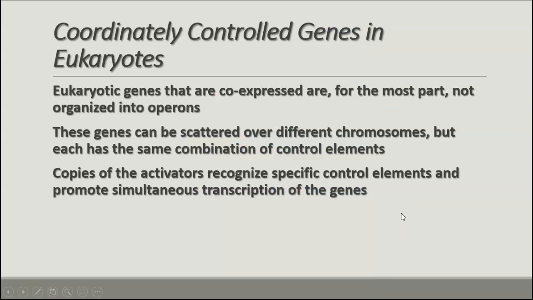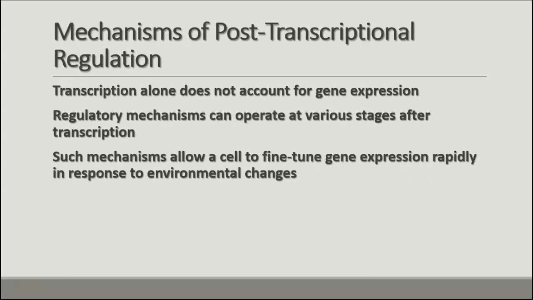Eukaryotic genes that are co-expressed like this most of the time aren't organized into operons. There are some exceptions to that, but many times the genes are scattered over different chromosomes. But they have the same control elements, and so the activators recognize the specific ones, and that allows those genes to be transcribed simultaneously and work together to do whatever job they have to do.